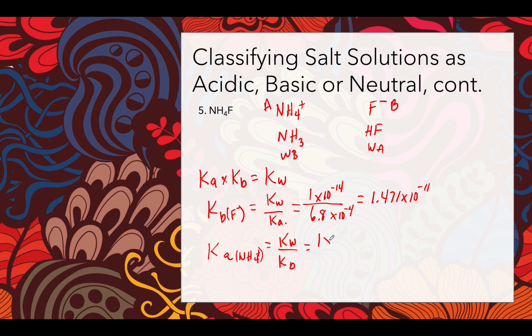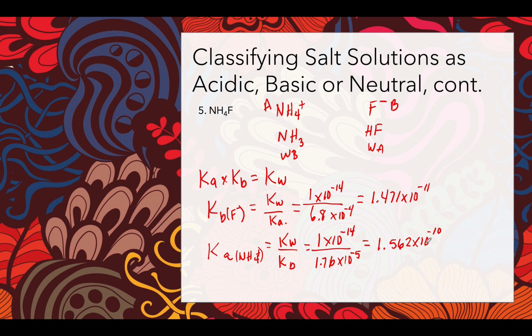So once again, Kw, this time over Kb, and 1 times 10 to the negative 14th over 1.76 times 10 to the negative 5th, punch and crunch, and you're going to come up with 1.562 times 10 to the negative 10.